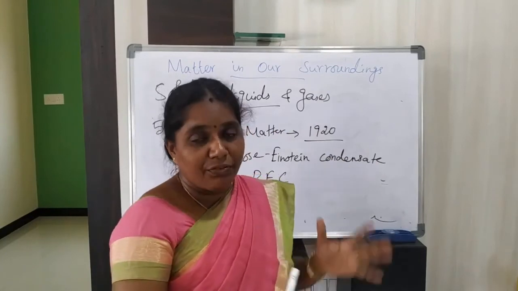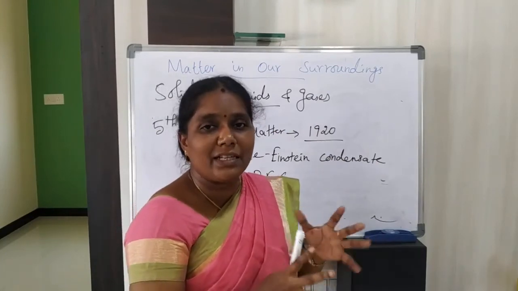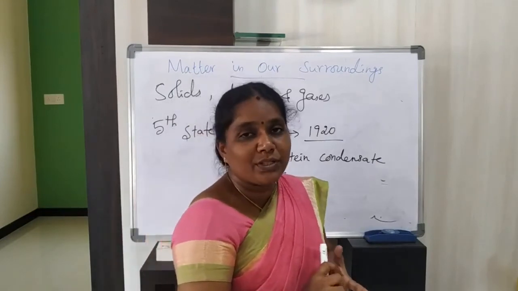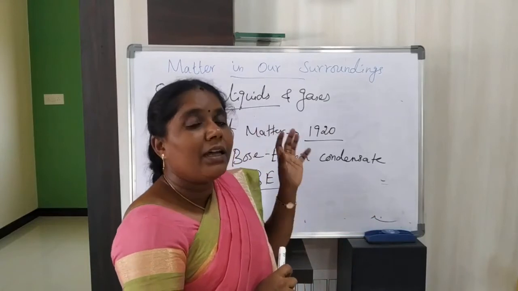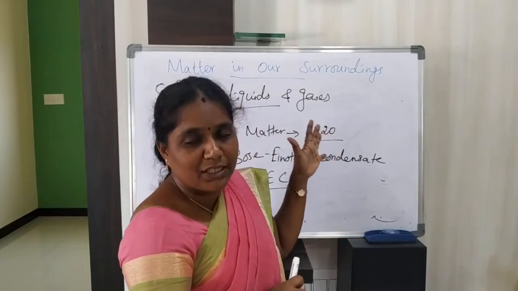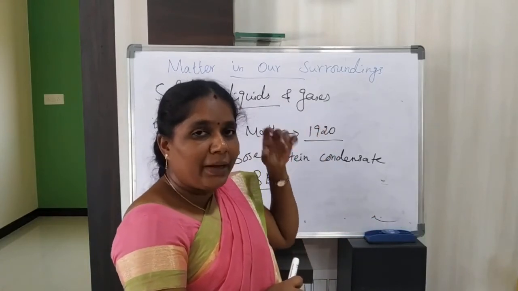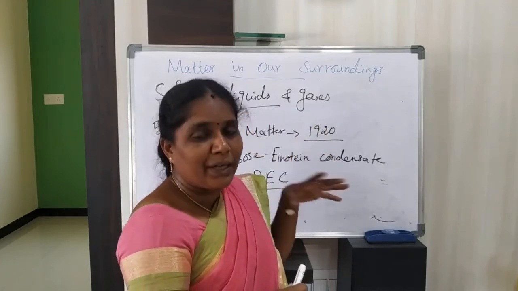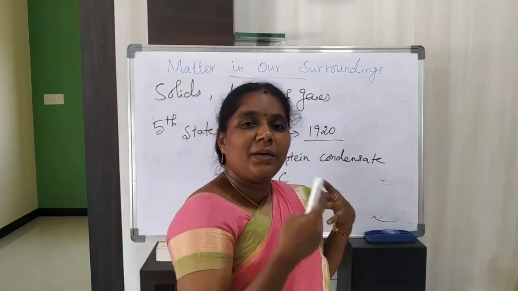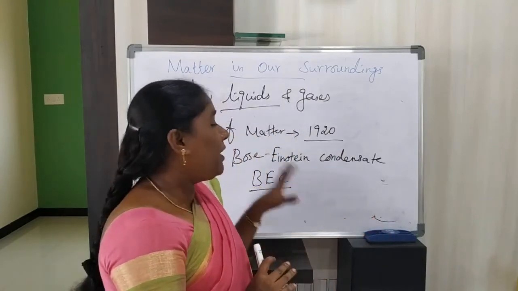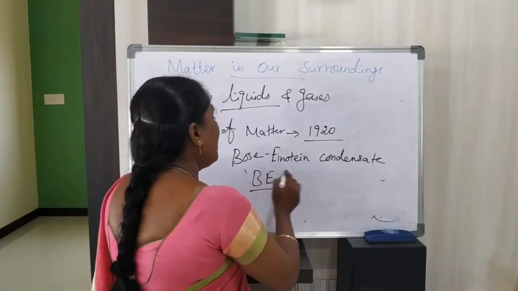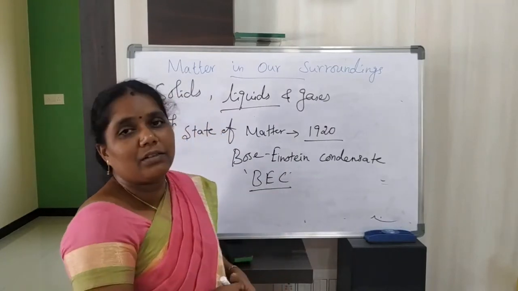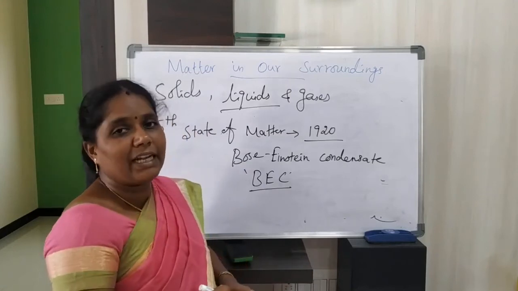And what is the fifth state of matter? It is the Bose-Einstein condensate. Why do we call it Bose-Einstein condensate? Because in 1920 Satyendranath Bose, the physicist, tried to make this fifth state of matter by using supercooled temperature, that is by reducing temperature and by reducing density. He prepared this BEC, the Bose-Einstein condensate, using supercooled temperature. This state of matter is considered the fifth state of matter.